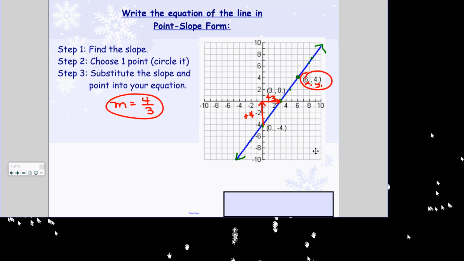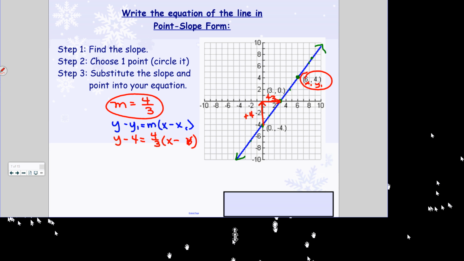Lastly, we'll substitute the slope and the point into our equation. And this is a good habit to be in as well: please start by always writing the equation you're using, because you will be needing to memorize this. So y minus y1, our y value in the point is 4, is equal to m, which we found to be 4/3, times x minus x1, which is 6.